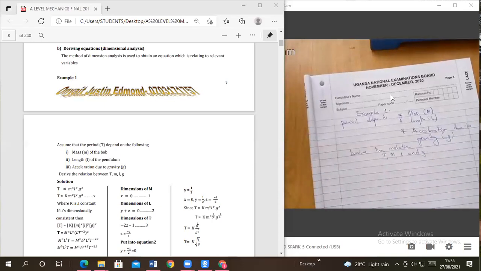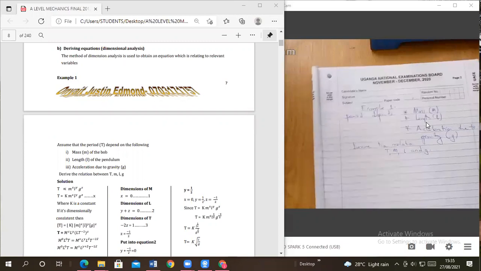We are going to use the knowledge of proportion, because to get this, it must be proportional to the others. It must be either directly proportional or inversely proportional. But the assumption we shall make here is that all of them are directly proportional. But if it's not directly proportional the way we have assumed, then it will give us a negative power.